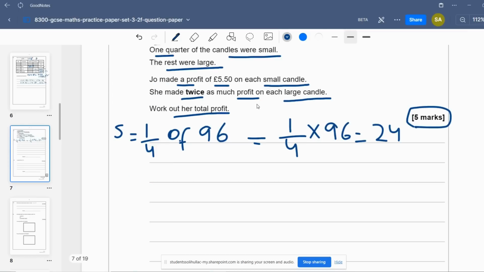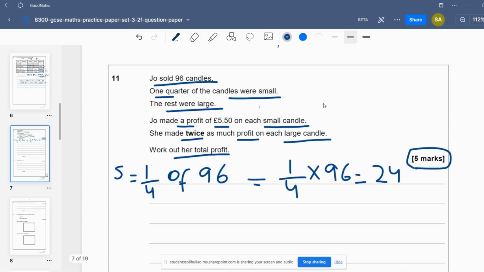And then the rest were large. That means we need to work out the number of large candles. So we put L for large, and the total candles are 96. So 96 minus 24 gives you the rest of the candles, which are large, which is 72 candles altogether for the large.